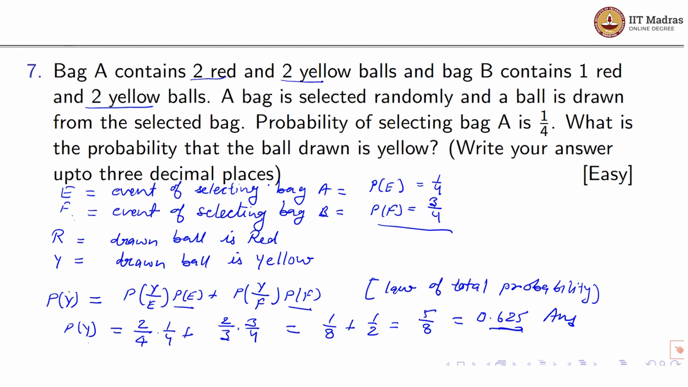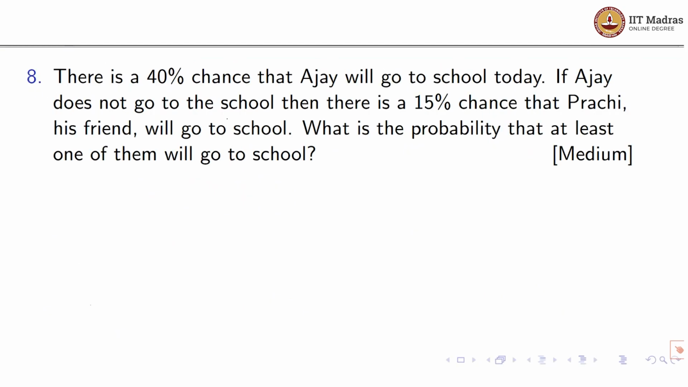Next question, question number 8. There is a 40% chance that Ajay will go to school today. If Ajay does not go to school, then there is a 15% chance that Prachi, his friend, will go to school. What is the probability that at least one of them will go to school?